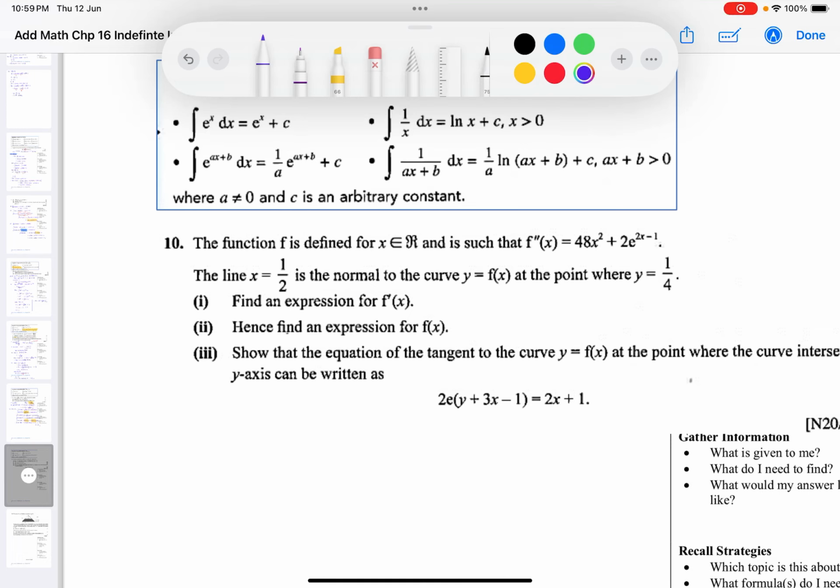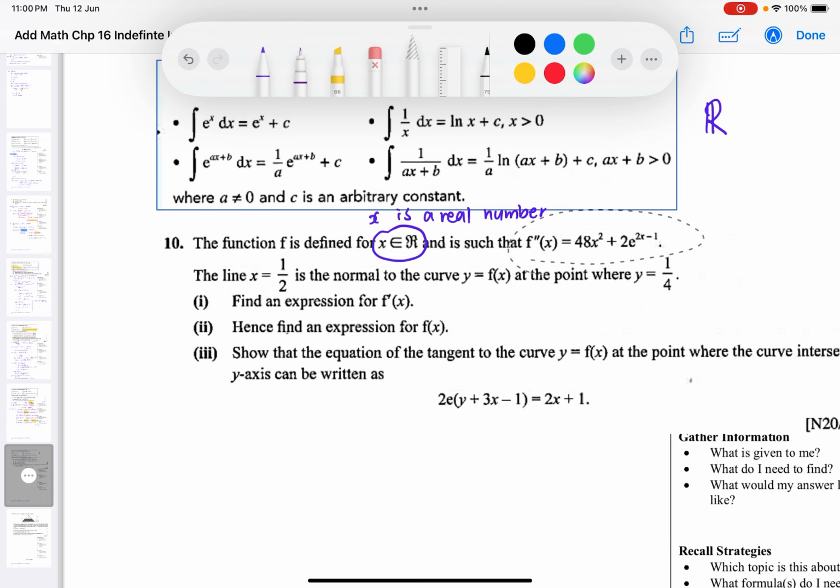We'll now be doing question 10. The function f is defined for x is an element of R. Okay, so this means that x is a real number. That symbol you see there is actually written this way, which represents real numbers. It is such that f double prime x, that means the second derivative of f, is given by this expression.